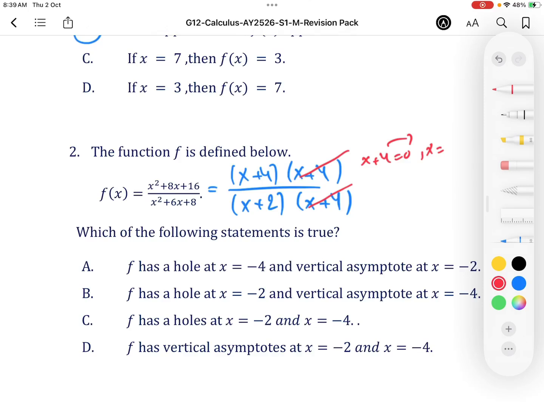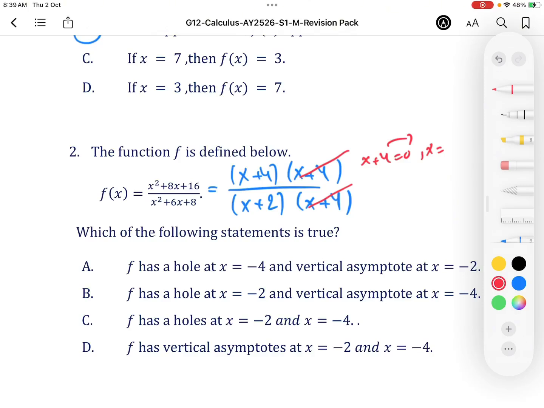Question number 3. The function f of x equal x squared over x minus 2, which of the following represents the equation of the vertical asymptote. First we check factoring, nothing to be factored. So we solve the denominator to find the vertical asymptote. So only x equal 2.